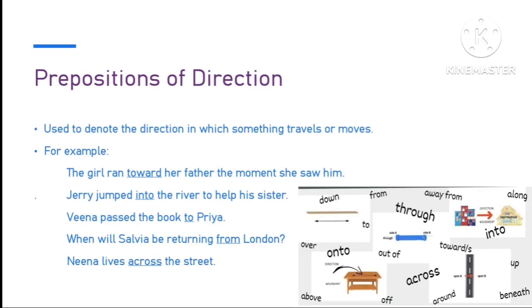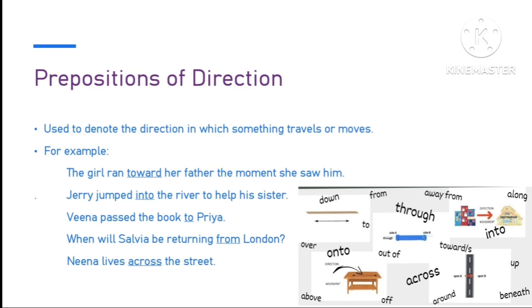Prepositions of direction are used to denote the direction in which something travels or moves. For example, the girl ran toward her father the moment she saw him. And toward is a preposition of direction used in the sentence. Jerry jumped into the river to help his sister. Into is a preposition of direction in this sentence. Veena passed the book to Priya. To is a preposition of direction in the sentence.